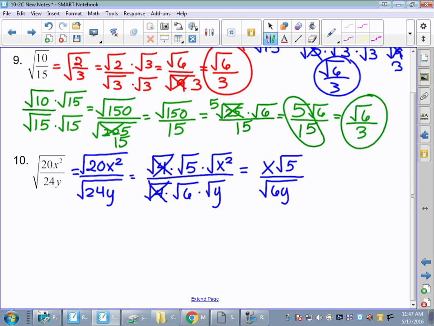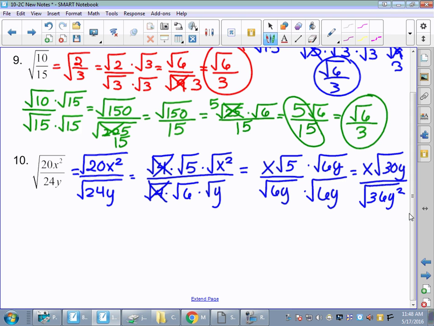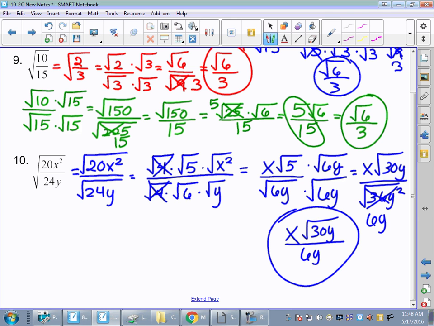So to clean this up, we'd multiply by the square root of 6y, multiply by the square root of 6y, and I end up with x times the square root of 30y over the square root of 36y squared. And 36y squared ends up being 6y. So my end result is x times the square root of 30y all over 6y. Do not touch that 6 and 30. Do not touch that y. The y on top is not even a y, and that 30 is not a 30. It's an ugly decimal. And that is the simplified form for number 10. So good luck, a little bit more difficult.